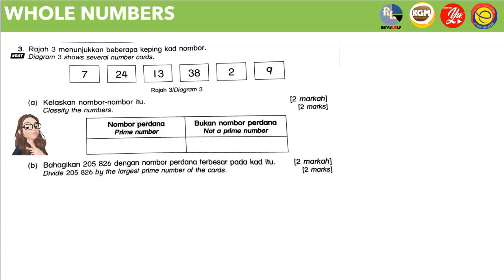So let's look at the numbers on top there. It's number 7, 24, 13, 38, 2, and 9. So which numbers are categorized or classified under prime numbers? Let's see. Yes, 2, 7, and 13. Not a prime number.